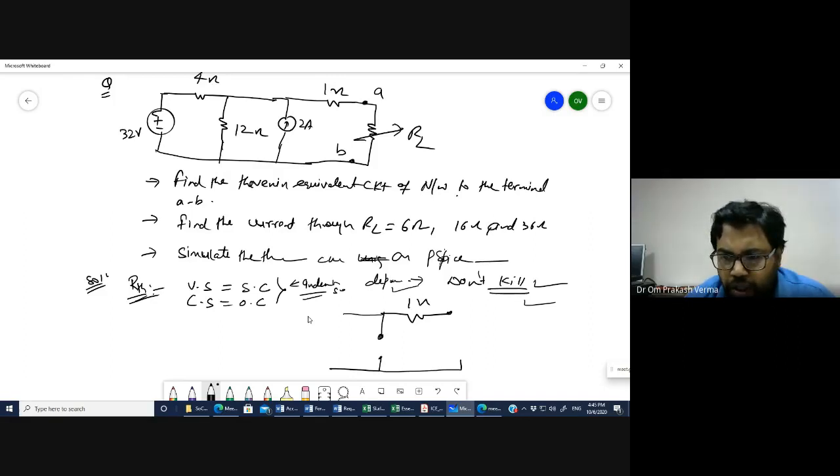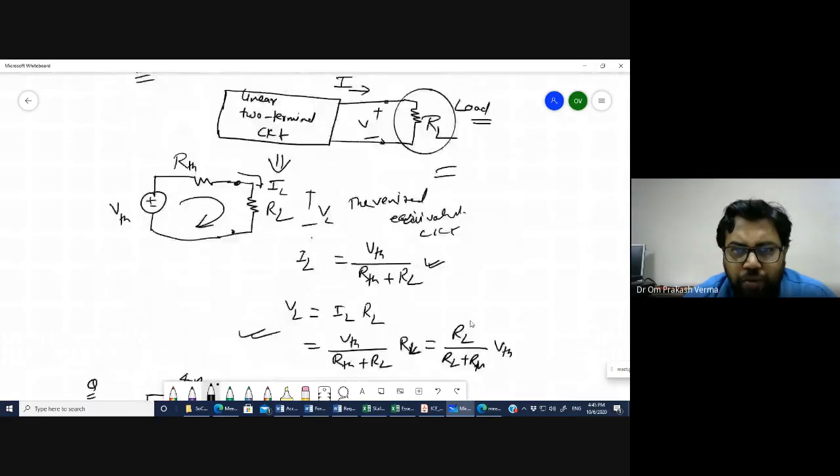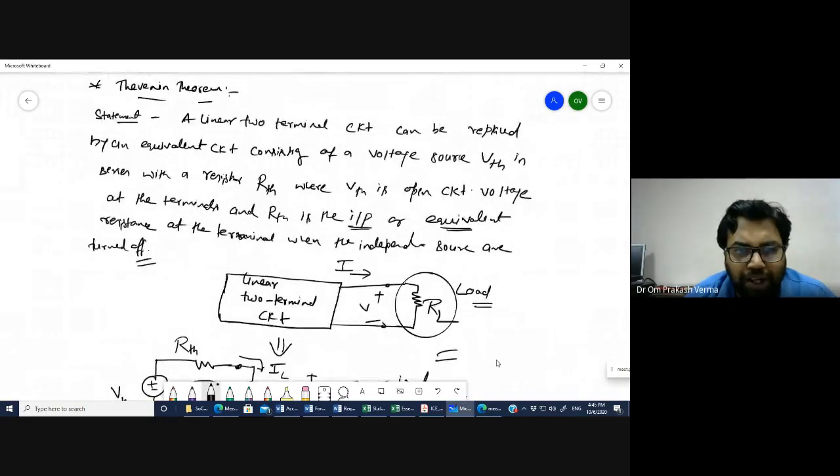This is the open circuit voltage you have to calculate, and RTH is calculated in this network, because A to B is there. VTH is nothing but the open circuit voltage. And RTH is the input or equivalent resistance when the independent sources are turned off. You have to calculate all these things with regard to the terminal.